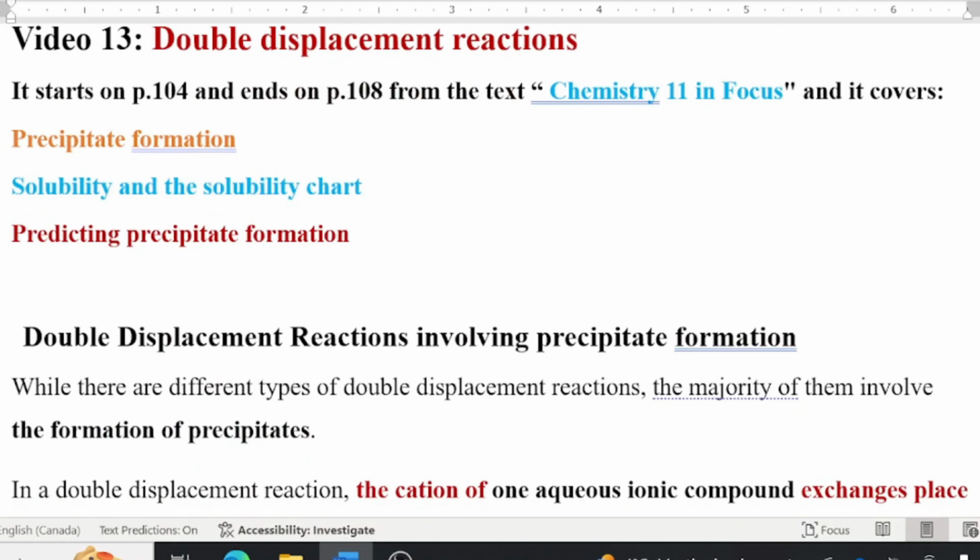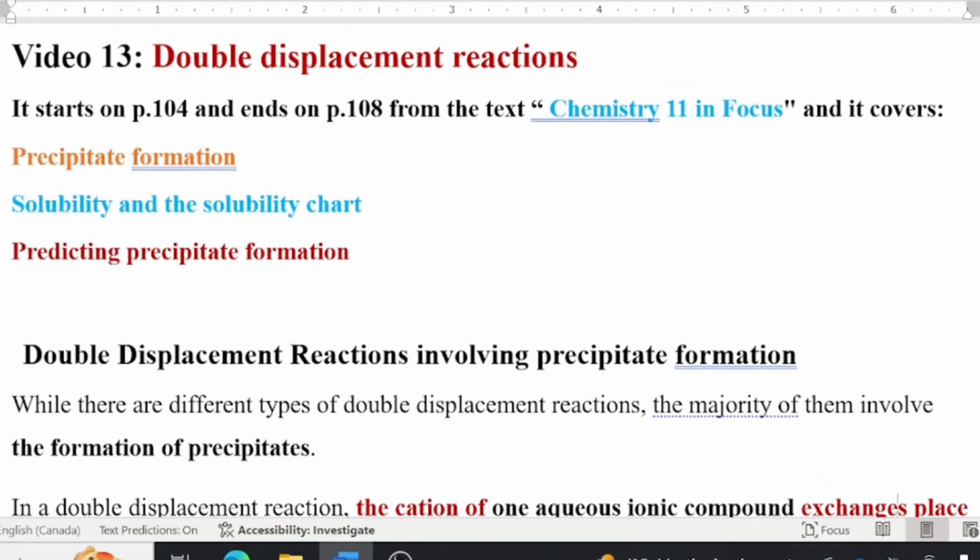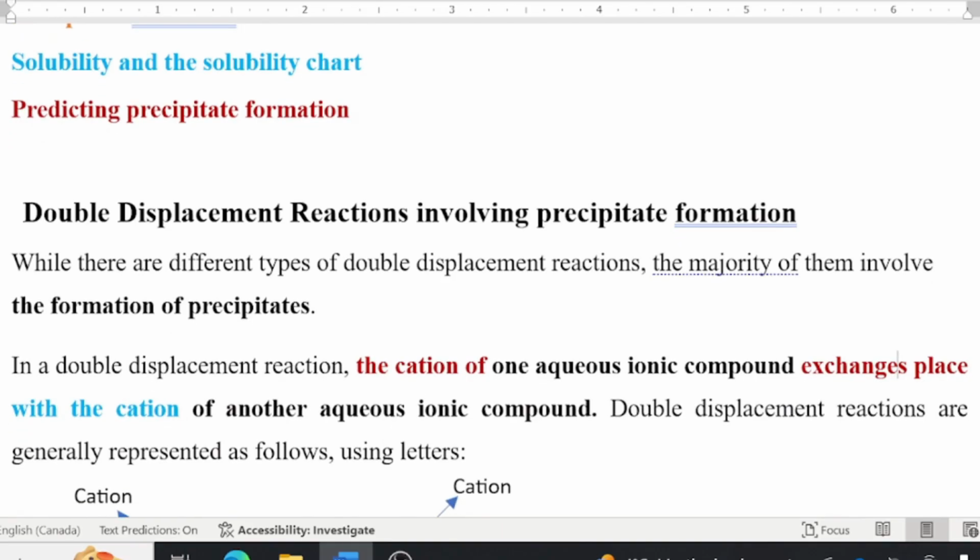Today we're dealing with double displacement reaction. Our lesson starts from page 104 and ends on page 108 from the text, Chemistry 11 in Focus. We'll be looking at these concepts here: precipitate formation, solubility and dissolubility chart, and how we predict whether or not a precipitate will form when you mix two reagents together.